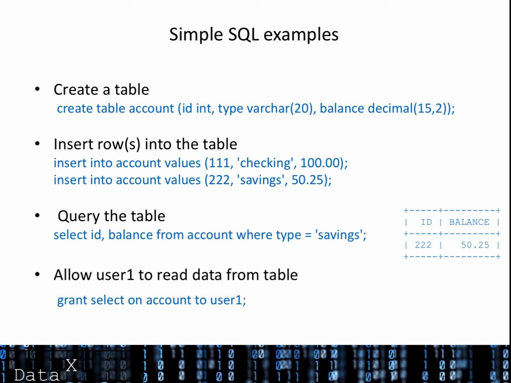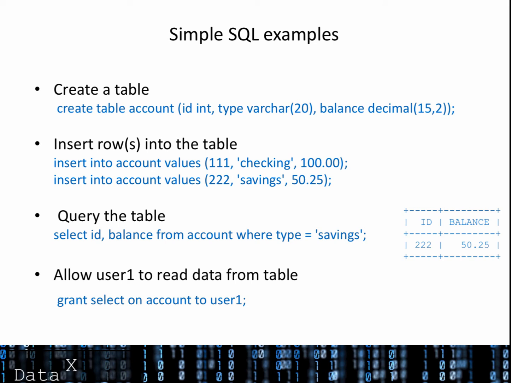So let's review some simple SQL examples. First of all, we'll start by creating a table. In this case, I've decided to create a table called account to model bank account information. My account table is pretty simple. It includes just 3 columns: an ID column of type integer, a column named type that is a varying length character string that can range up to 20 characters, and a balance column that's a decimal.